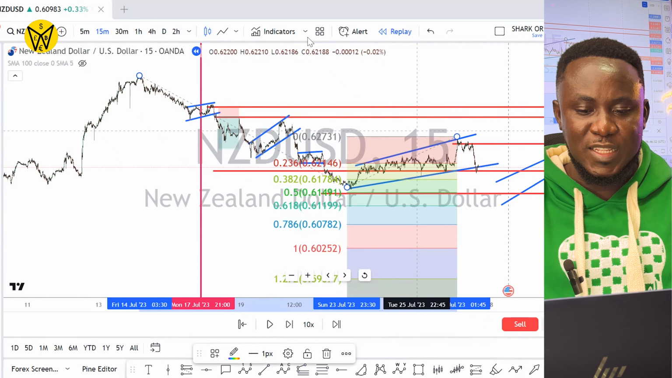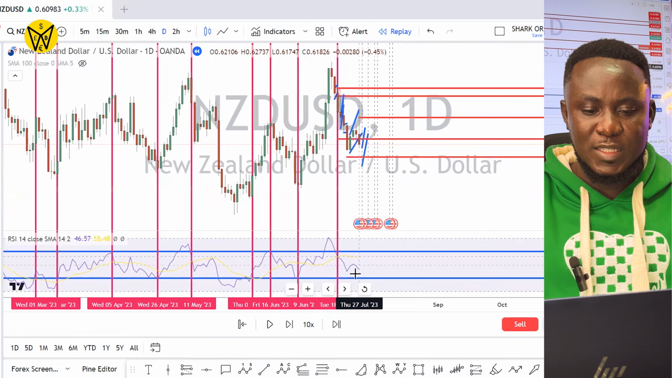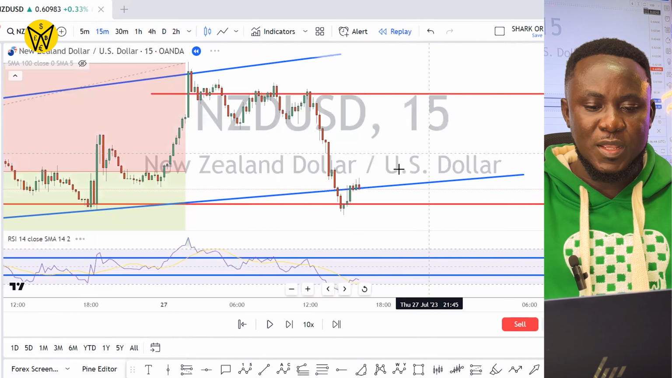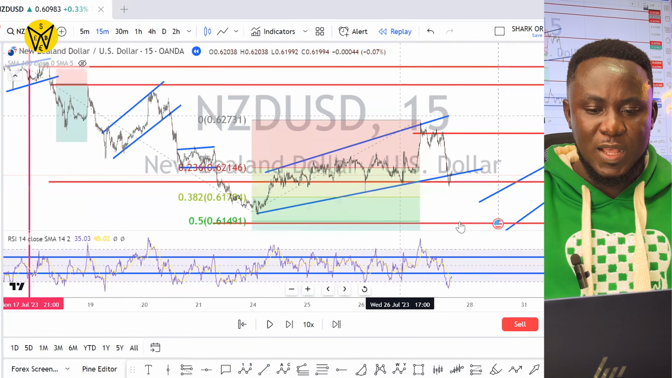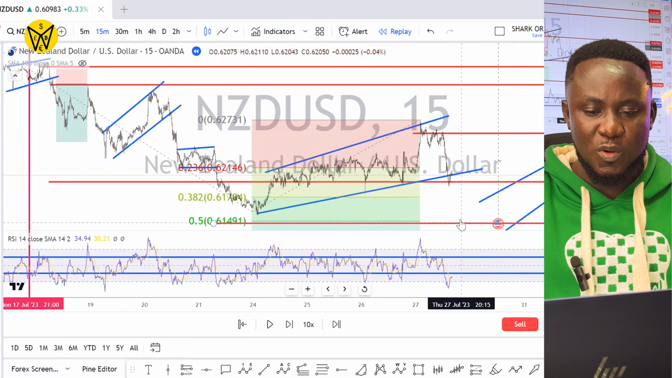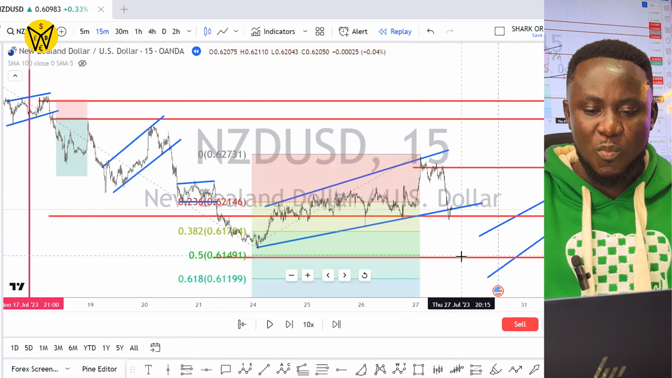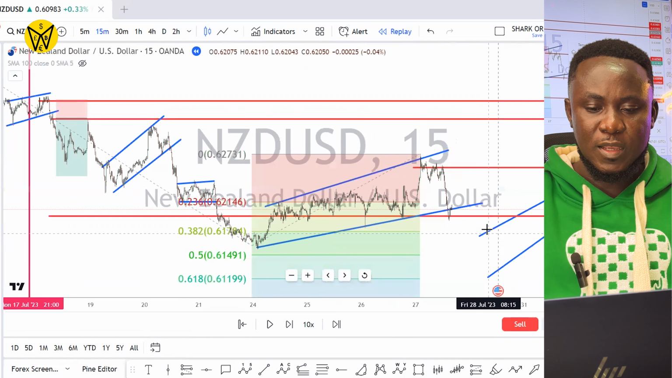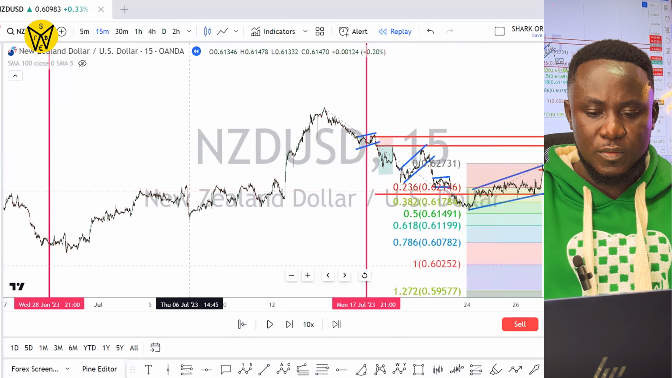Because when you go to the daily time frame, let's look at the daily time frame. At this point, you see that the RSI is still in the sell zone. So on the 15 minutes, we still remain sellers. Once we enter over here and put our stop loss at 70% within the range or above the correction, we'll be targeting the 1.0 Fibonacci extension level, which is this point.